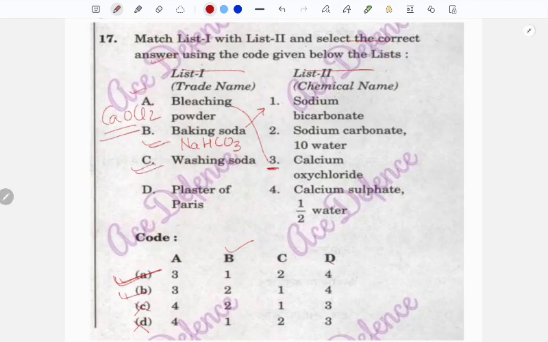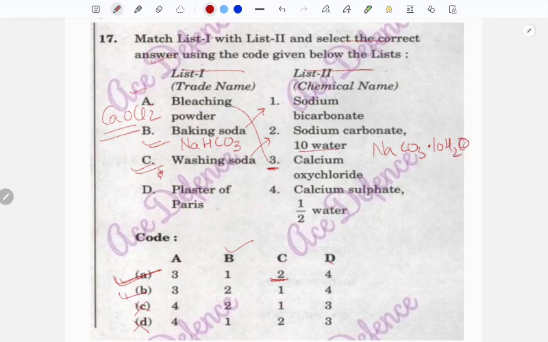Now let's learn about C also, washing soda. Washing soda is sodium carbonate with 10 water. The sodium bicarbonate I have already told you. Washing soda is sodium carbonate with 10 water here, so the option will be 2. I'll also tell you the formula: Na2CO3.10H2O.